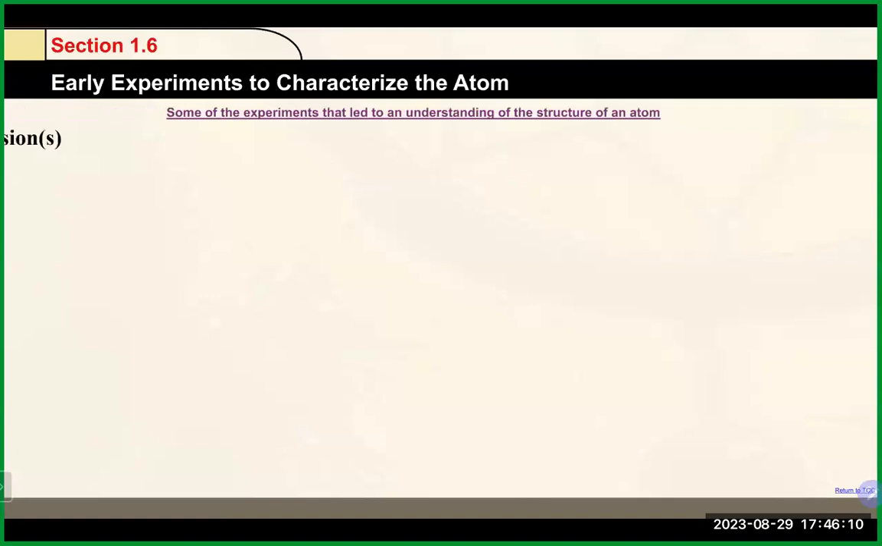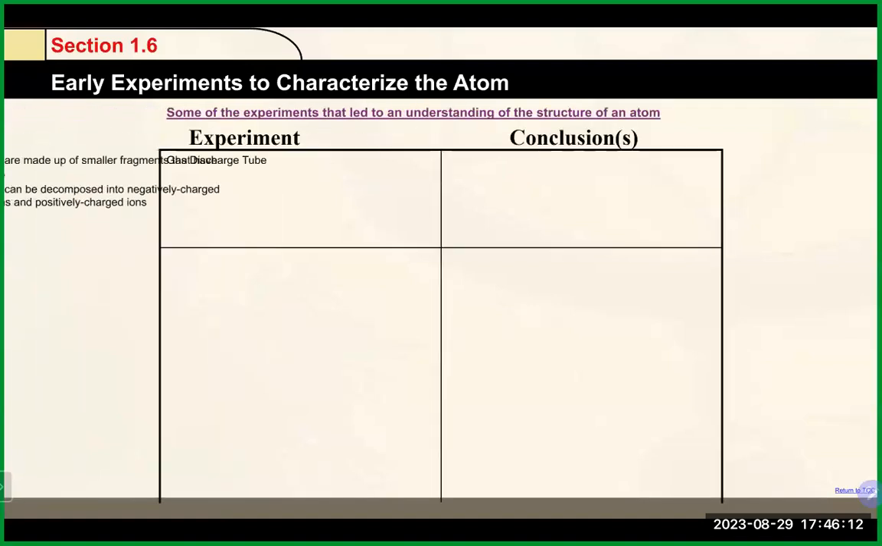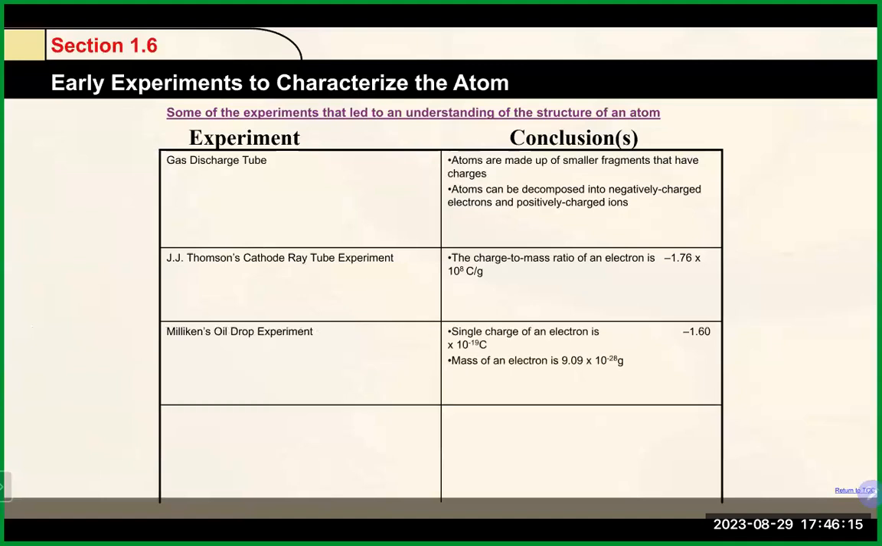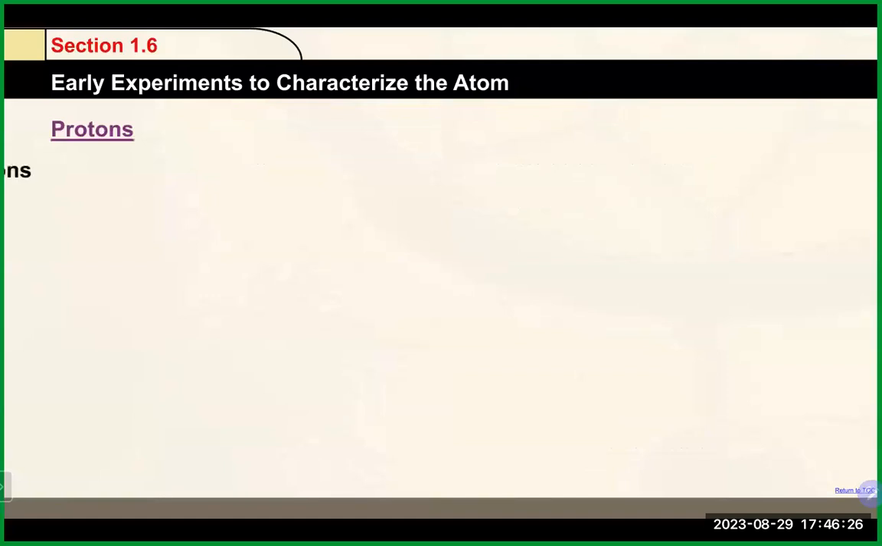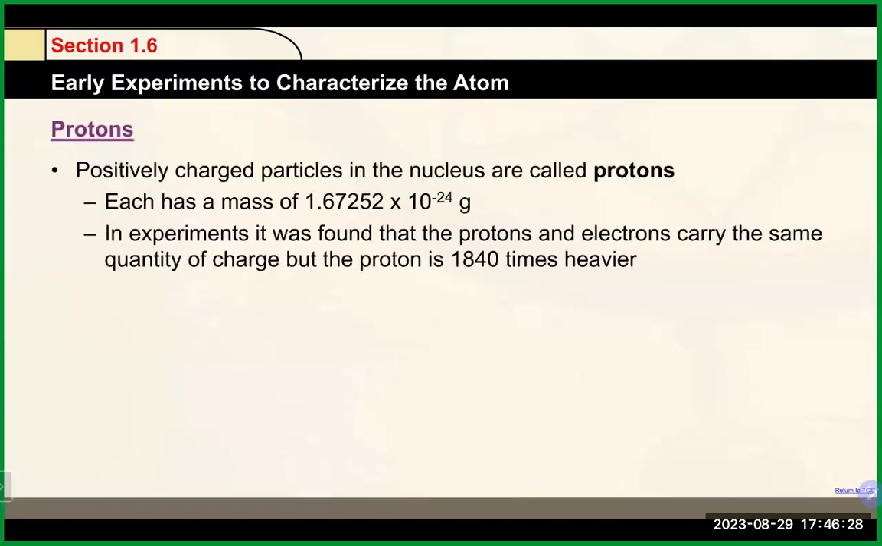All right, so this is where we left off, I think. This is just a summary table of a lot of the experiments that we talked about, leading us to understanding the atom. Our Thomson, our Millikan, and our Rutherford, and what came out of each of those things. As we talked about, the presence of something positive was thought to be there, and the protons were discovered to be in the nucleus and be positively charged. The protons have a mass of 1.67 times 10 to the minus 24 grams.